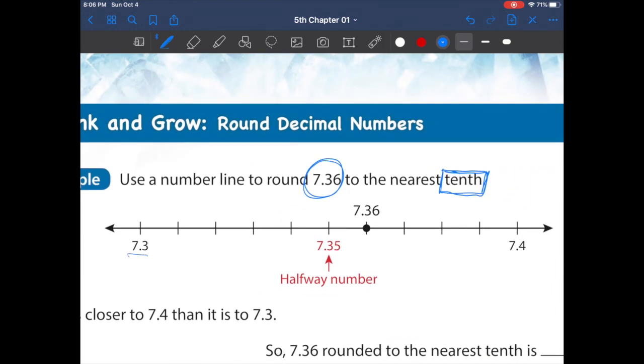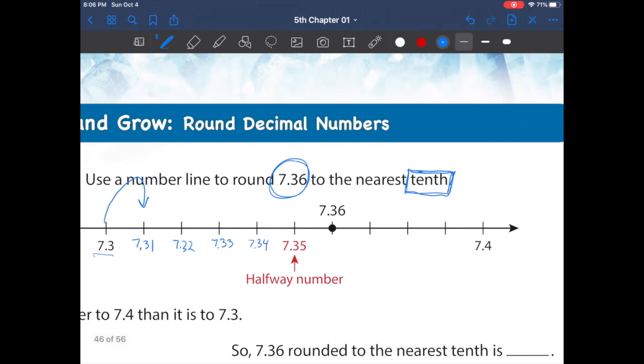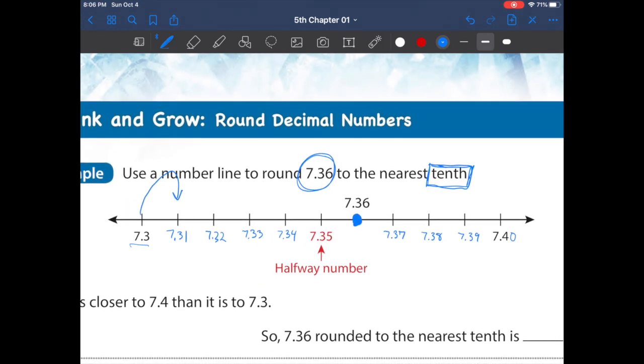If I have this number line, I have 7.3. What's the next number that comes right there? That would be 7.31. What comes after 7.31? 7.32, 7.33, 7.34, and then we have 7.35. There's 7.36, 7.37, 7.38, 7.39, and after 39 comes 40. So if we take this and we're like, 7.36, let's round to the nearest tenth.